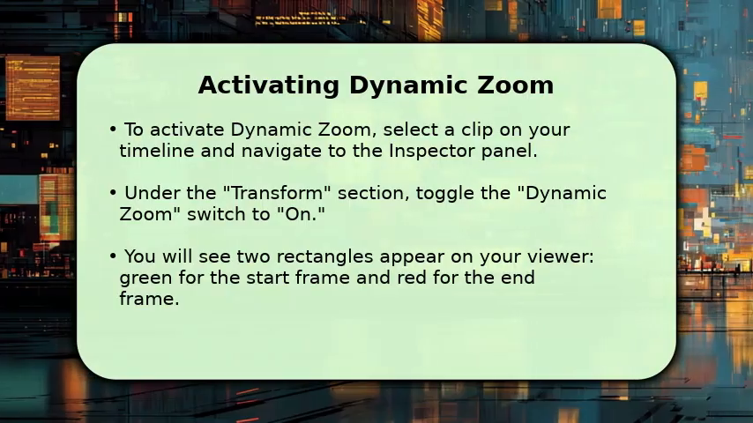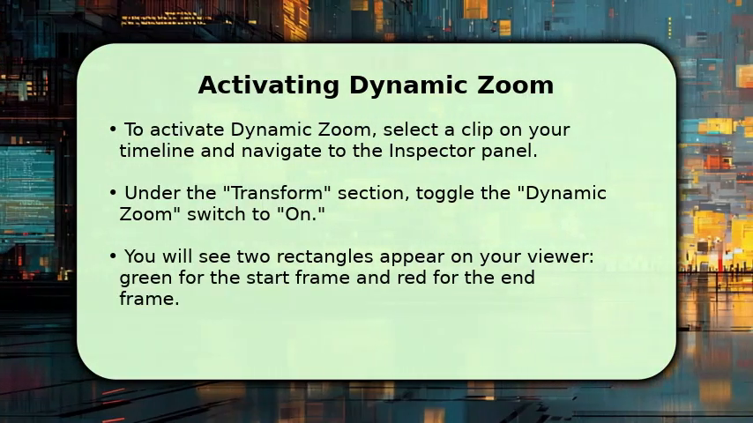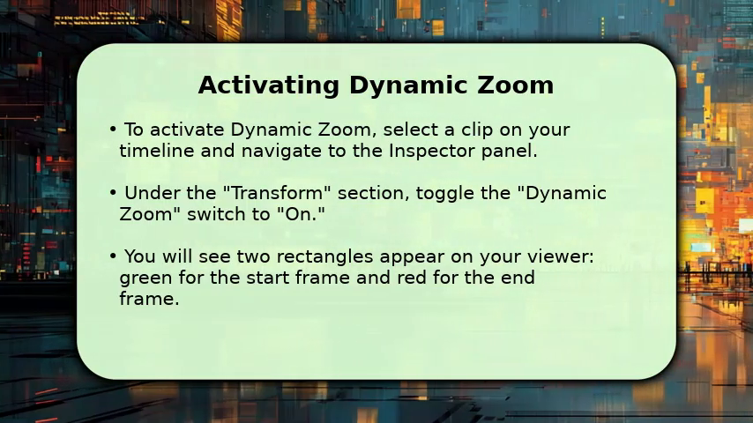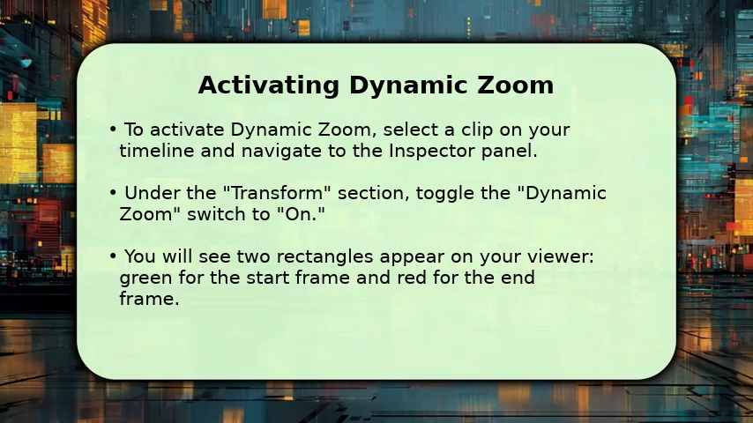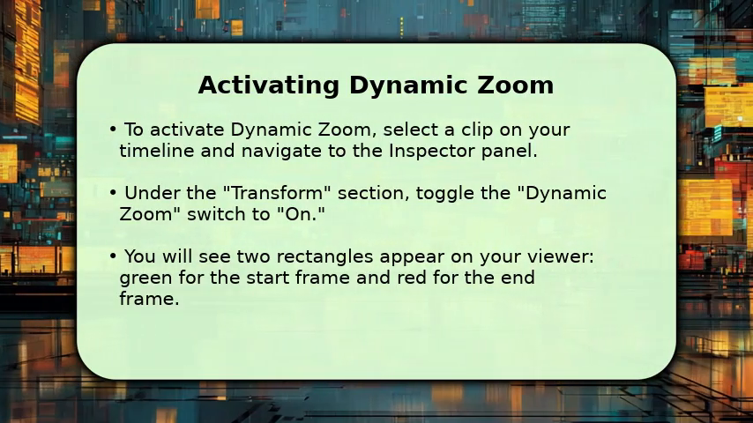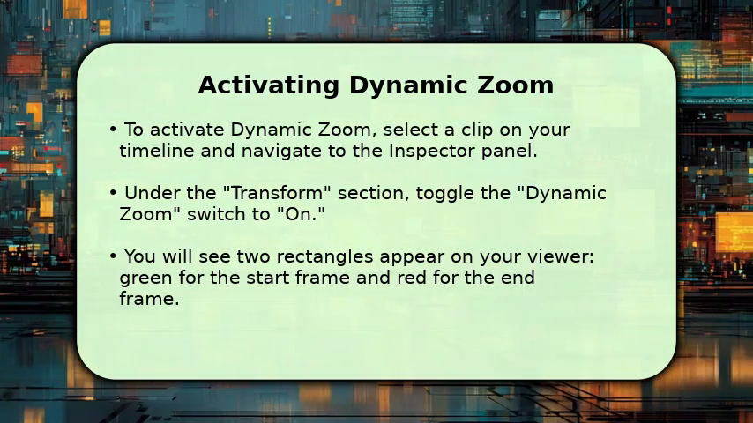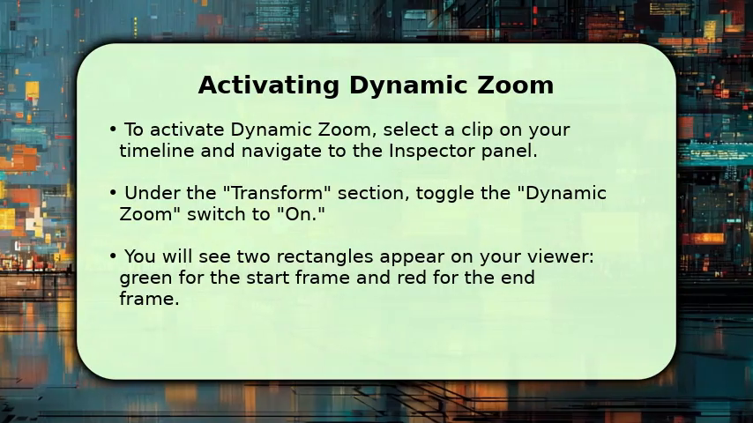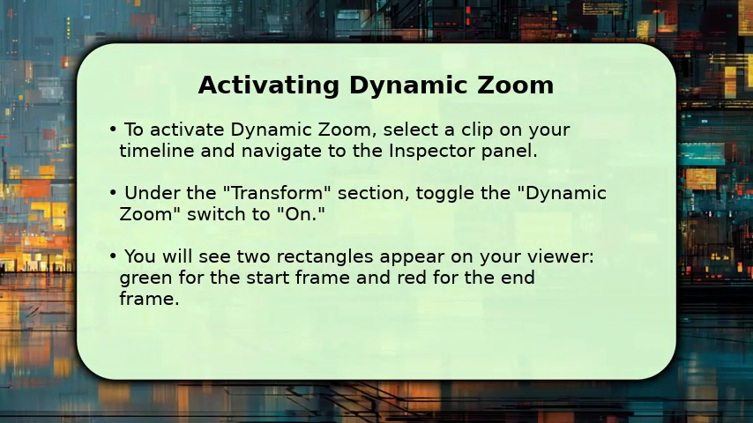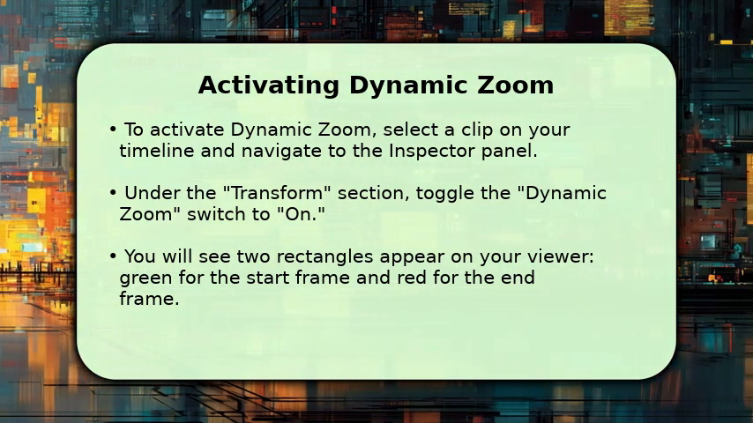To begin using dynamic zoom, first select the desired clip on your timeline. Then, navigate to the inspector panel, which is typically located on the top right of your screen. Within the transform section, you will see a toggle switch labeled dynamic zoom. Simply click this switch to turn it on. Immediately, two distinct rectangles will appear on your viewer, a green one indicating the start frame and a red one for the end frame of your zoom. These are your primary controls.